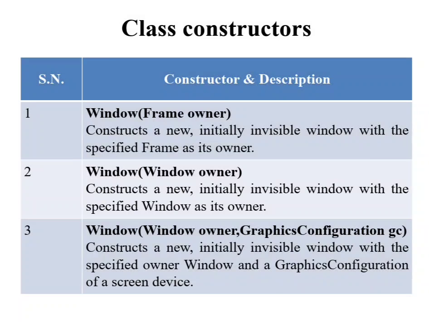There are various class methods used in Window. First one is void addNotify: make this window displayable by creating the connection to its native screen resource. Void addPropertyChangeListener(PropertyChangeListener listener): add a property change listener to the listener list. Next one is void addWindowListener(WindowListener l): add the specified window listener to receive window events from this window.